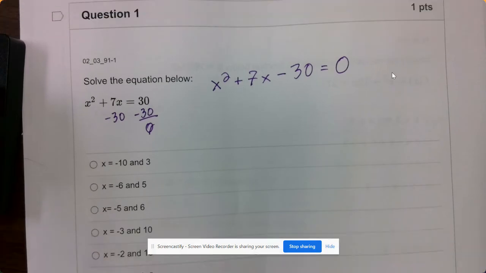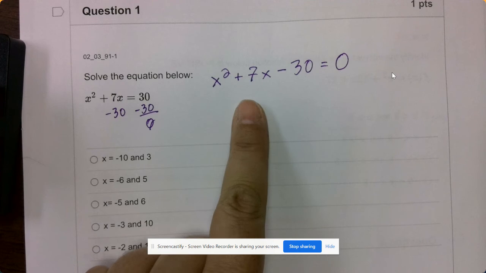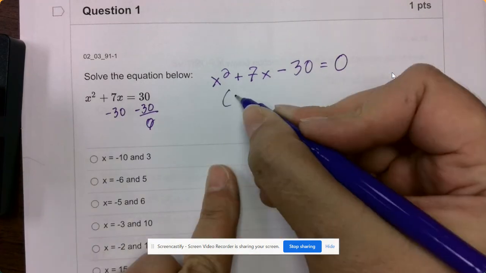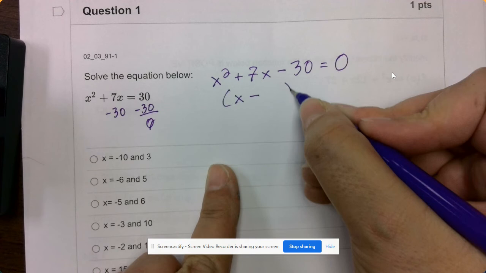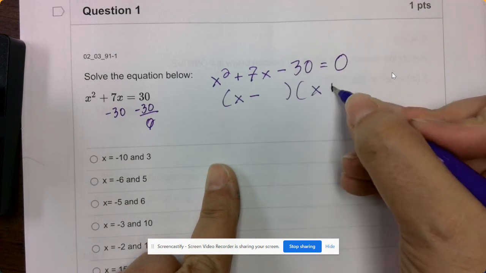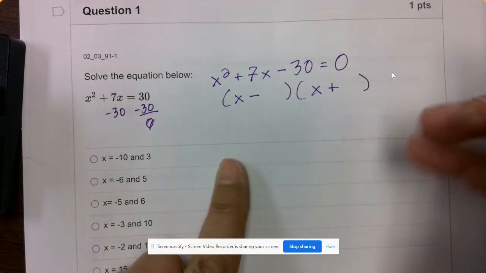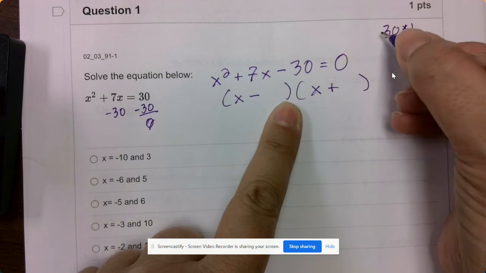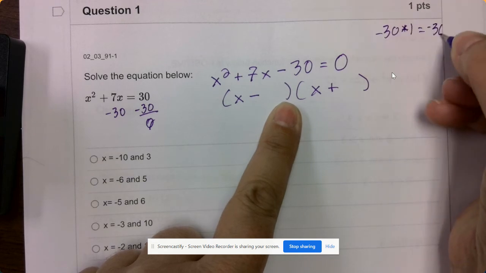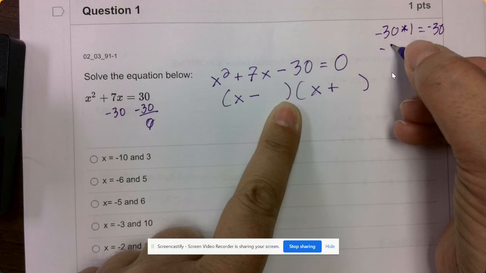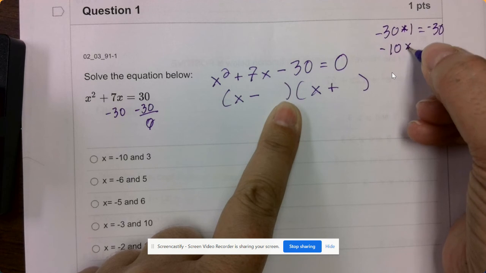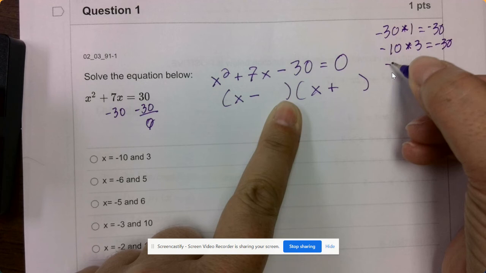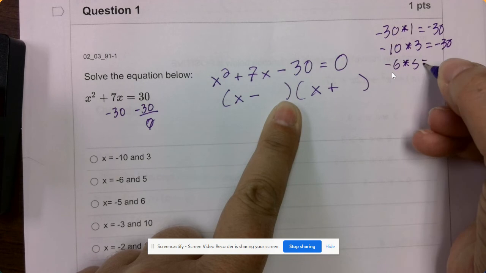Okay, so we know that that's positive 7, we have a negative 30 here, so that means one of our factors is going to be negative, and one of them is going to be positive. Okay, so I go for 30. Well, 30 I know is 3 times 10. That would be negative 30. We can do negative 10 times 3. That would be negative 30. We could do negative 6 times 5. That would give us negative 30.